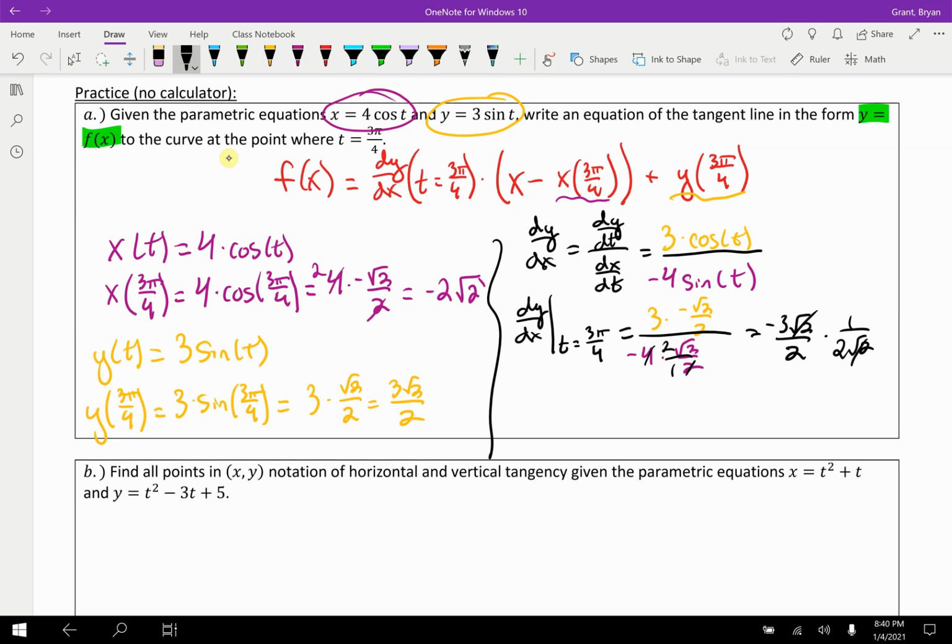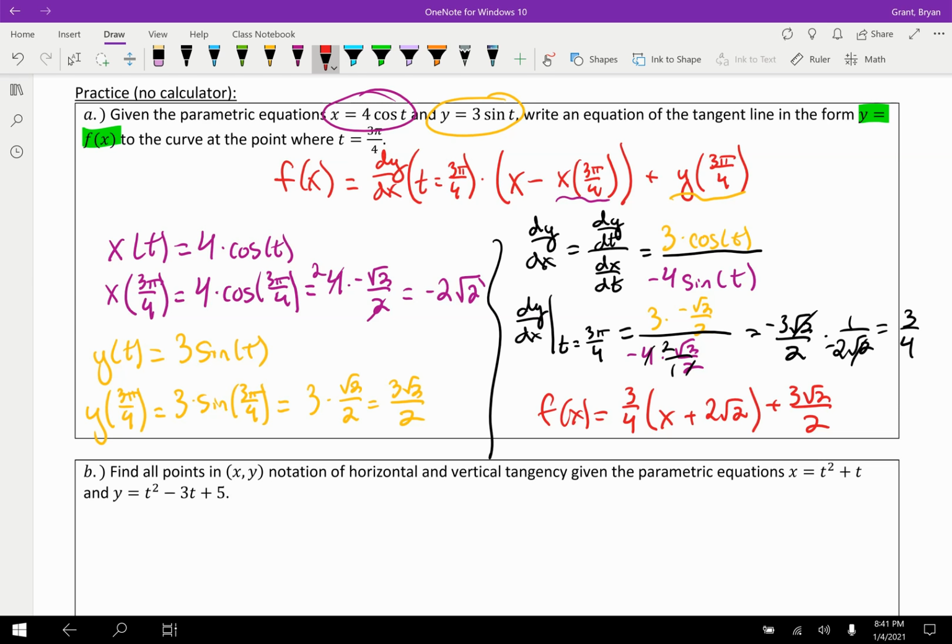Root 2's cancel, and I think I lost a negative somewhere. I did. There it is. And then our negatives cancel, and it looks like we just end up with a slope of 3/4, or a derivative of 3/4. Exciting. Now we have our final function, which shockingly came out very nice. We have a slope of 3/4 times x minus, that becomes a positive, 2 root 2, plus 3 root 2 over 2.